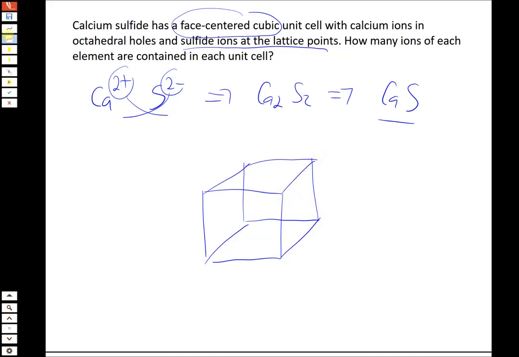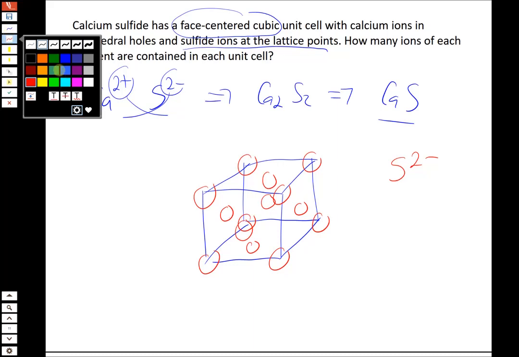And then face-centered cubic. So I'm going to do sulfide in red here. It's going to be on the face-centered cubic position. The structure is going to get a little bit crowded. So there's the 8 corners and the 6 faces. 1, 2, 3, 4. And then, which one did I not do yet? Front center and back center. So again, kind of a crowded cell, but it's face-centered cubic. It's hard to draw it in 2 dimensions.